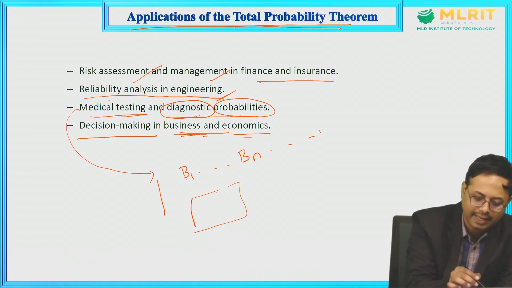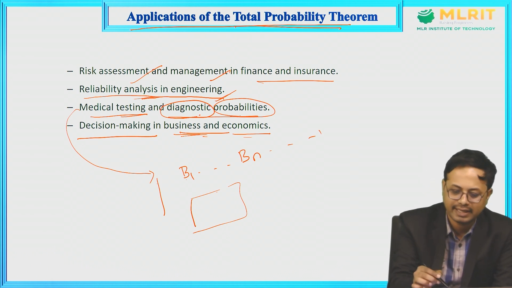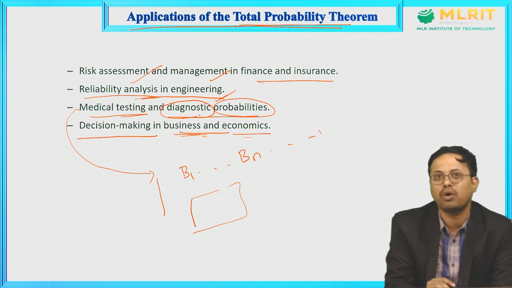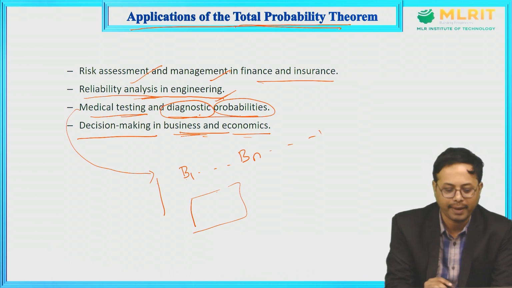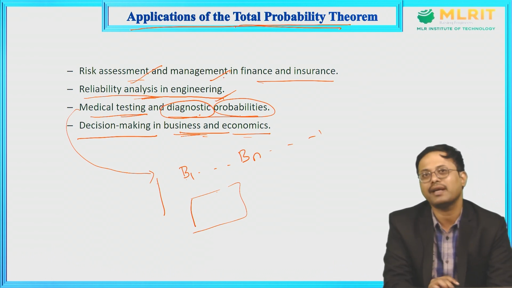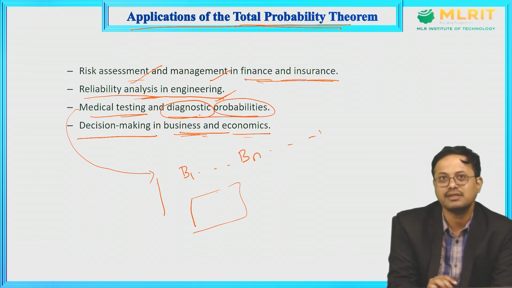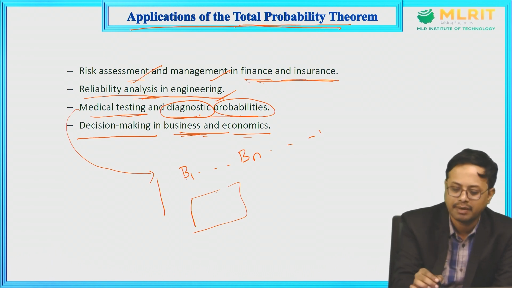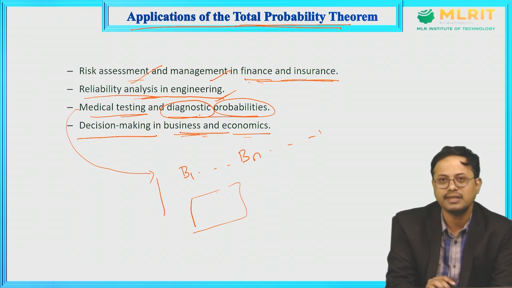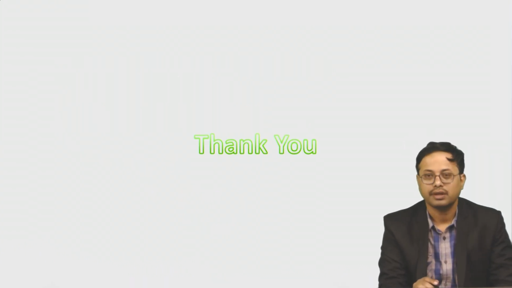Reliability analysis also can use different statistical analysis, and you can easily calculate the probability of occurrence for that particular parameter. You can even use it for risk assessment and management in finance and insurance. For different financial statistics, we can easily observe the amount of risk you are getting for that particular event. This is related to this. Thank you very much.